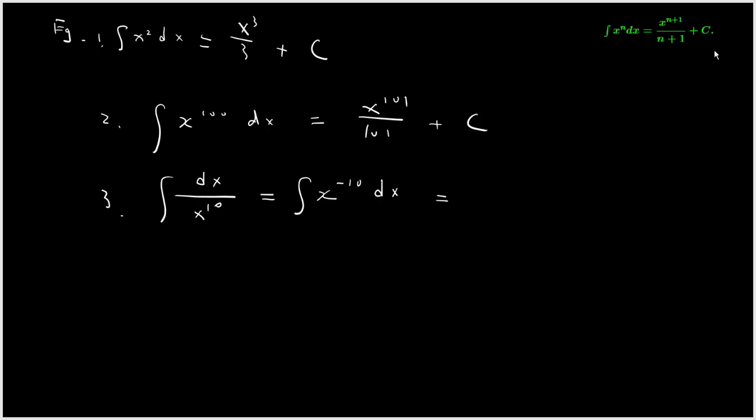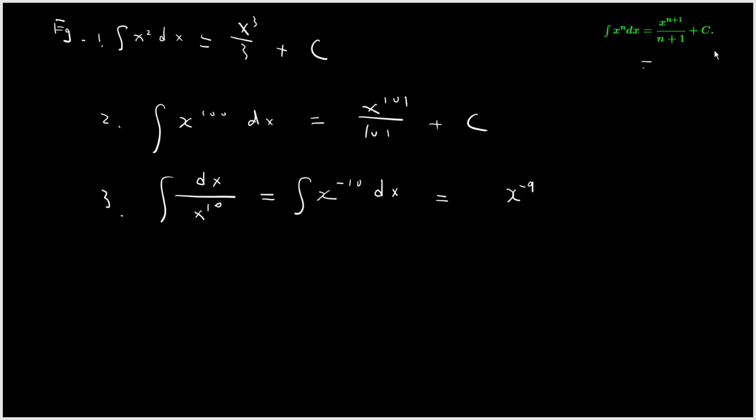Now we're ready to get the answer. Now we use the power rule. We have x to the power of n plus 1. In this particular case, it's negative 10 plus 1, so you have negative 9, right? If the exponent is negative 9, I'll tell you a little trick.